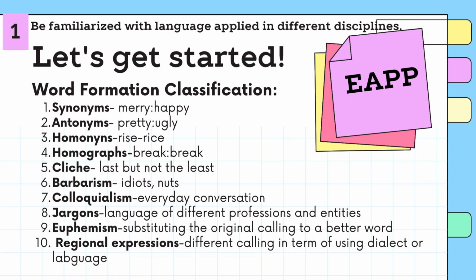However, we also have this word from the classifications, where morphology talks about synonyms, for example, words having the same meaning, like merry and happy. For antonyms, that is the opposite meaning, pretty and ugly. The homonyms have the same sounds but different meanings. Like, for example, rise, the rising of the sun, and rice, the grain that we take in almost every meal that we have.